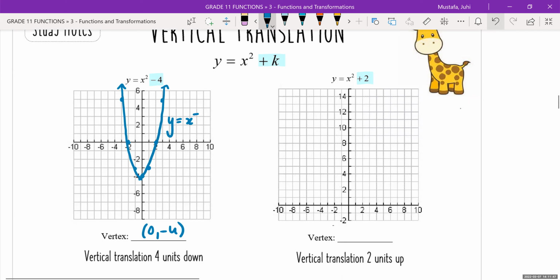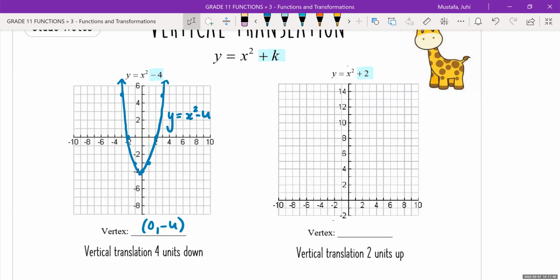The way we would describe this in words using proper math language is a vertical translation 4 units down. The next one is y is equal to x squared plus 2. I know you're probably working at your own pace, so you just keep going and I'll pause after this example. For this parabola, if it's plus 2, which way are we going? Are we going up or down?